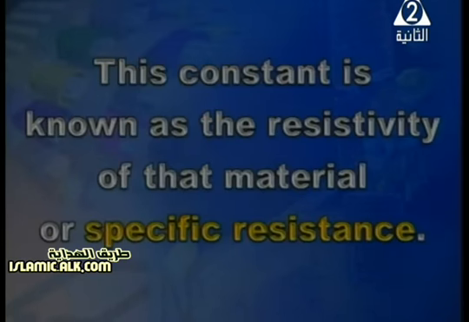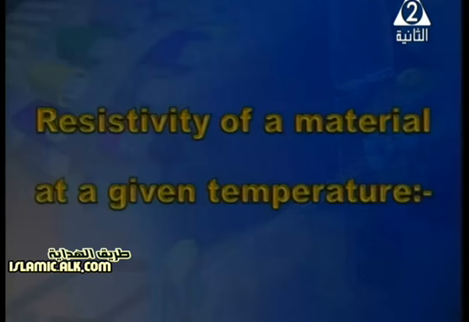Since R is equal to rho L over A, resistance will be equal to rho when the length is equal to 1 meter and area is equal to 1 meter squared. In this particular case, we can say resistivity of a material is the resistance of a wire of that material, 1 meter in length and 1 meter squared in cross-sectional area at that stated temperature. Unit of resistivity is ohm meter, the product of ohm times meter.